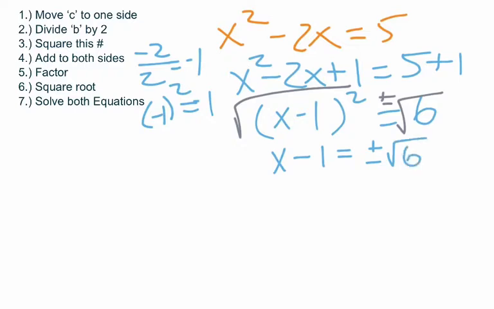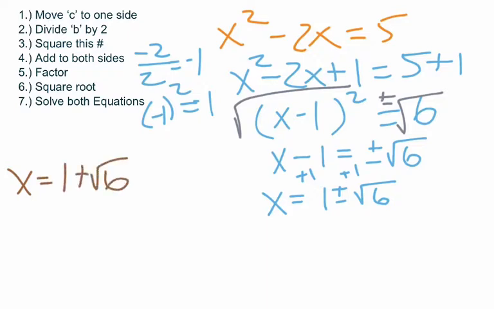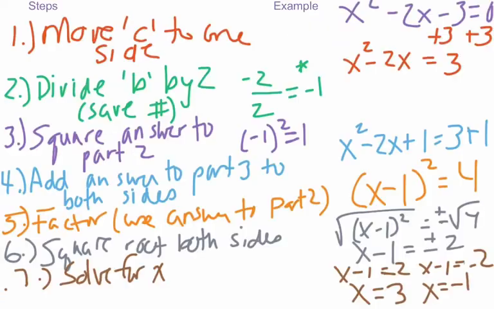And then step 7 is solve both equations. Now in this case, we would add 1 to both sides. So we do plus 1, and we end up with 1 plus or minus the square root of 6. There are two answers there. Okay, x is equal to 1 plus the square root of 6, and x is equal to 1 minus the square root of 6.